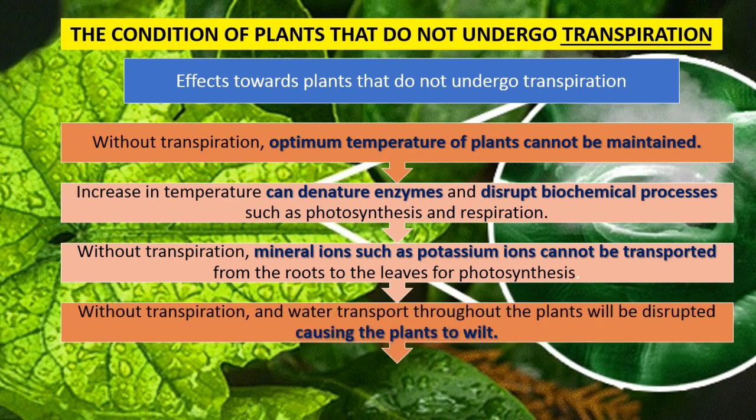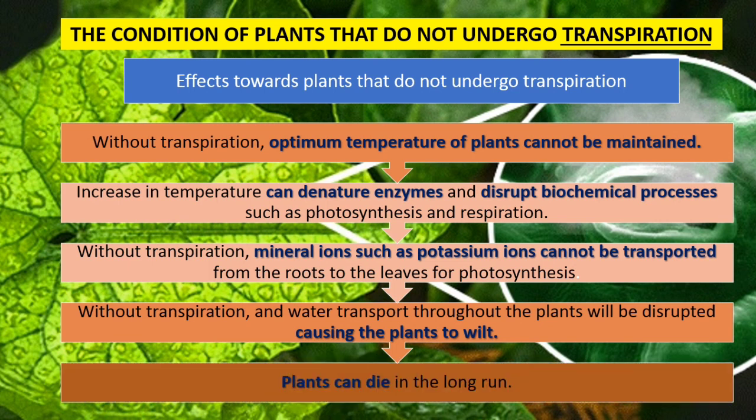Without transpiration, the water transport throughout the plant will be disrupted, causing the plant to wilt. The plant can die in the long run.